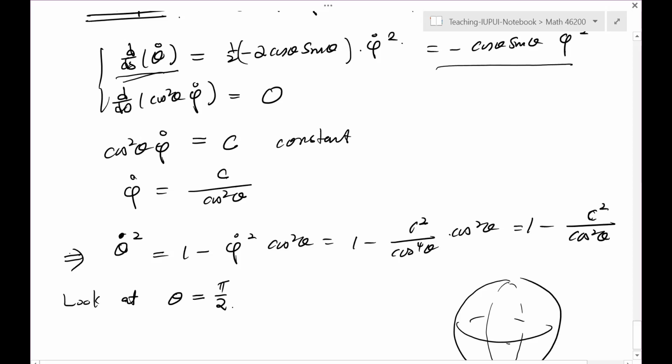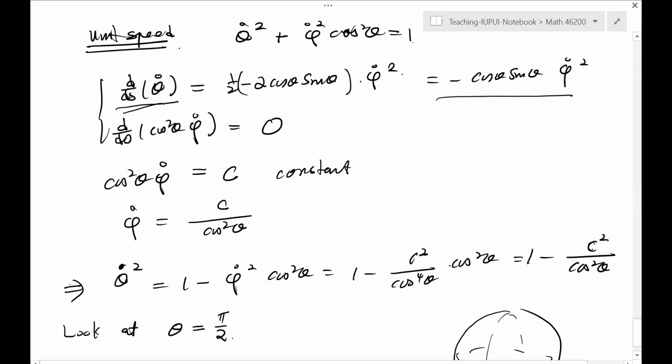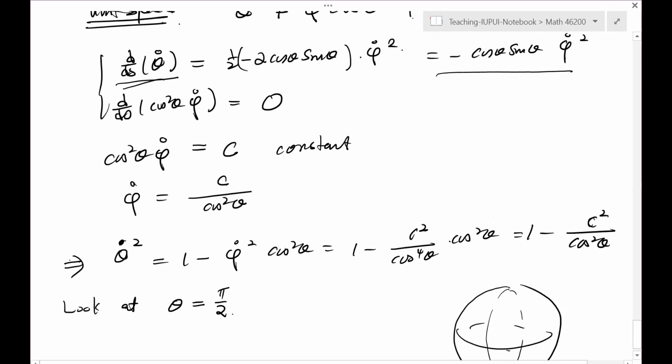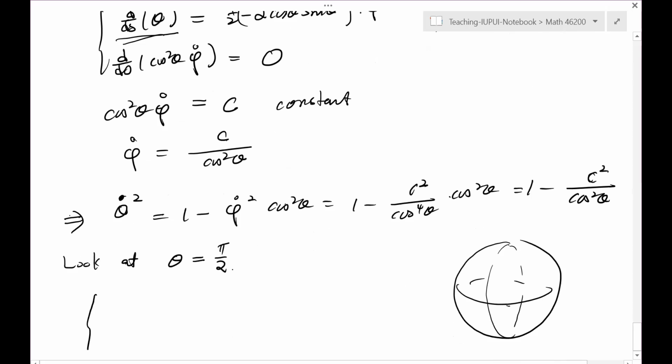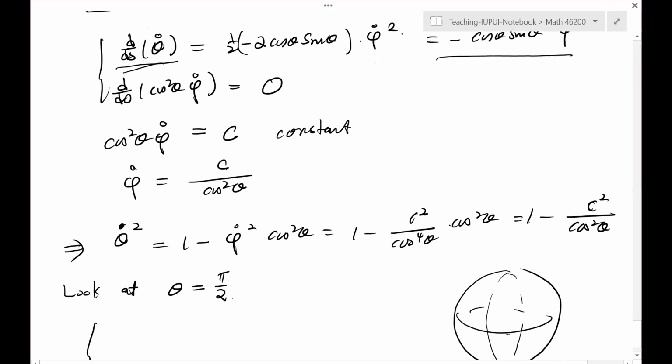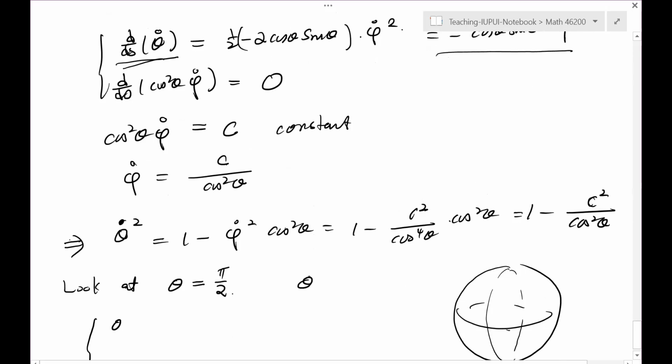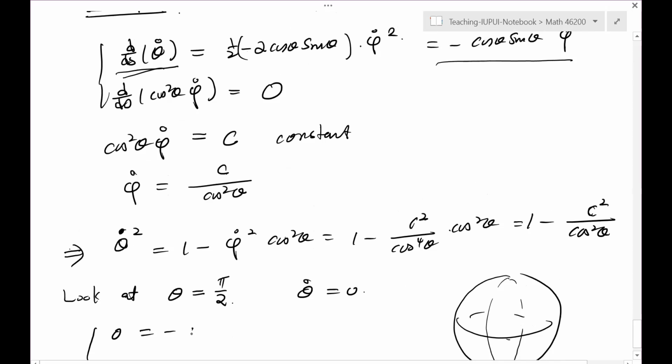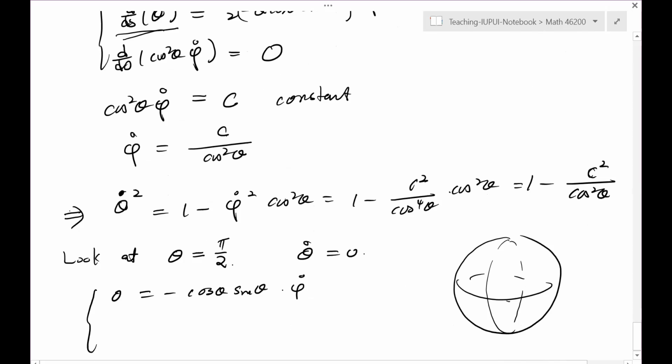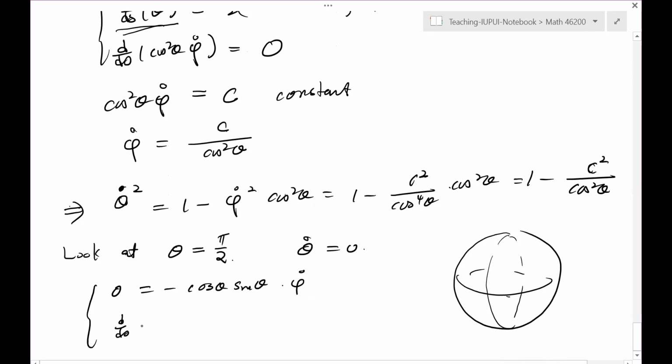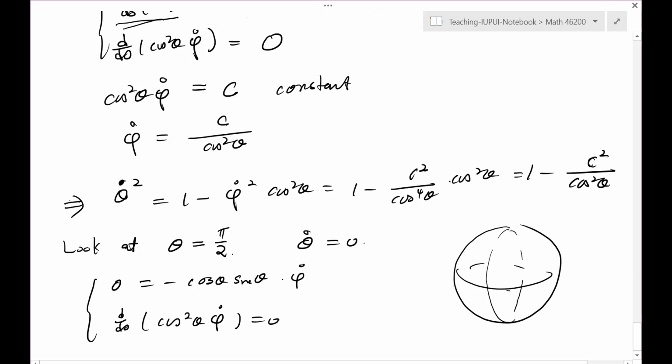Okay. Then the above equation. Okay, let's go back to the equation. So the first equation, the theta dot is always going to be 0. So that is going to be negative cosine theta sine theta phi dot, and then this is a ds cosine squared theta phi dot equals 0.